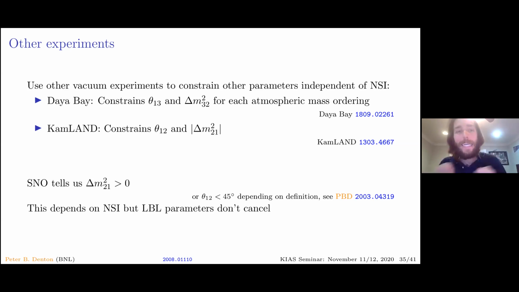There's a little catch here, which is that KamLAND only tells us the absolute value of delta m squared 2,1. They don't tell you if it's positive or negative. SNO tells us that it's positive, and that's because of the matter effect. But the problem here is that I'm messing around with the matter effect, so this could be a problem. However, because KamLAND tells us the absolute value, SNO only needs to tell us the sign. But if you include new physics and a new matter effect and it doesn't exactly change the sign to the other one, it won't work. And it turns out that we're not in that region of parameter space, so that's fine.